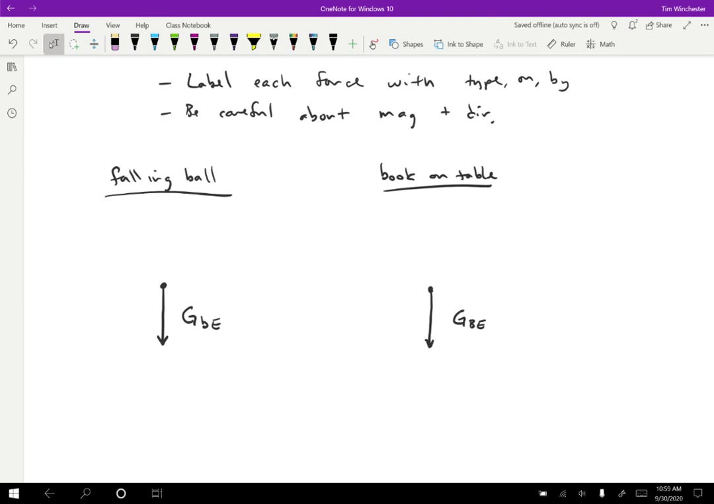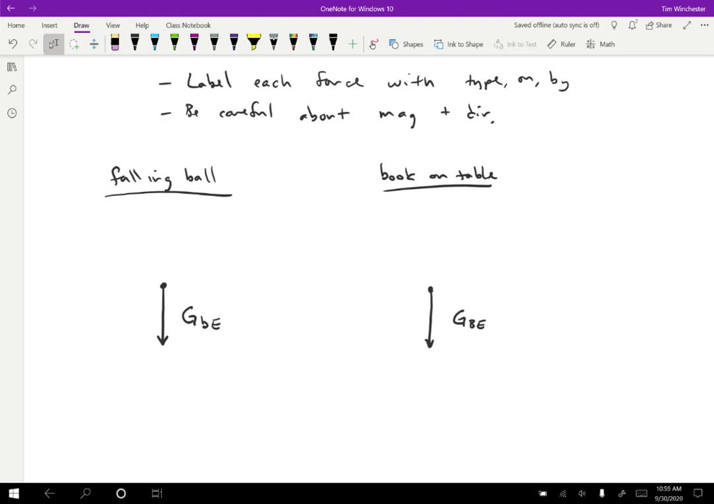Okay, but that's not the only force on the book this time. If the only force were gravity, the book would be falling, but it's not falling. It's resting on a table. So if the book is at rest, it has to have zero net force. There has to be some upwards force that's canceling that force. Well, what kind of force could it be? It's not going to be a gravitational force upwards. It's not going to be a tension or a friction. So really the only choice that makes any sense is a normal force.